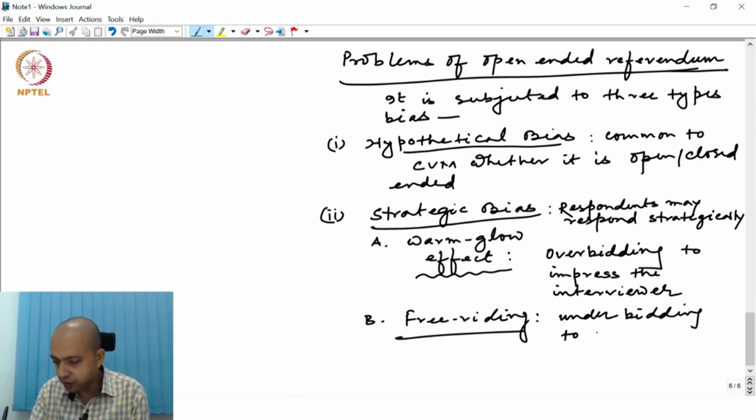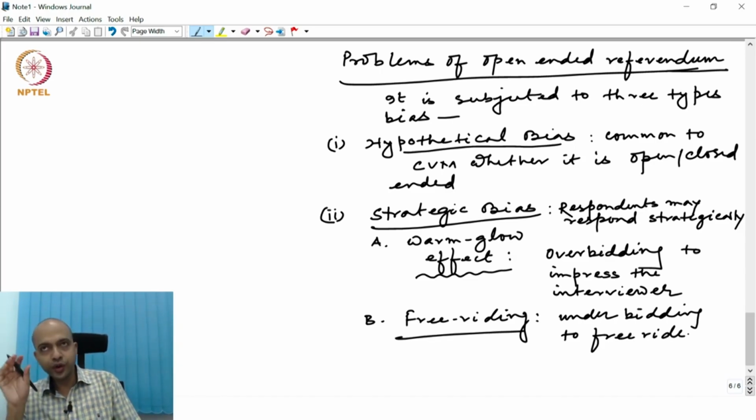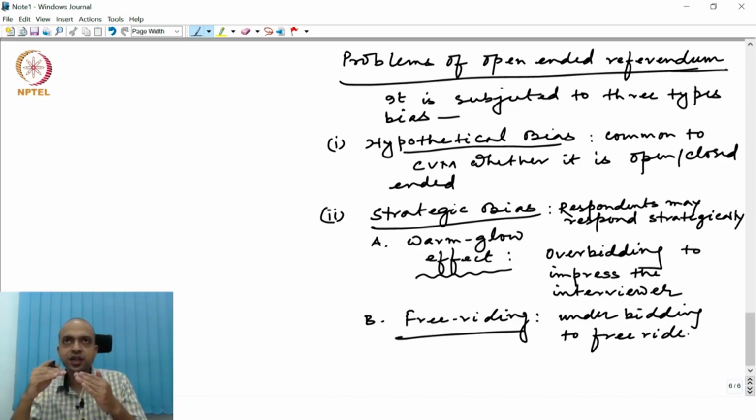Underbidding to free ride. So you understand the logic? Some respondents say yes to any amount you ask, and the objective is to impress the interviewer, to give a warm glow, to make them understand that I am very much careful about the environment. Just like that, they say yes to any amount you ask. That is called the warm glow effect. So they overbid, which leads to a positive kind of bias.